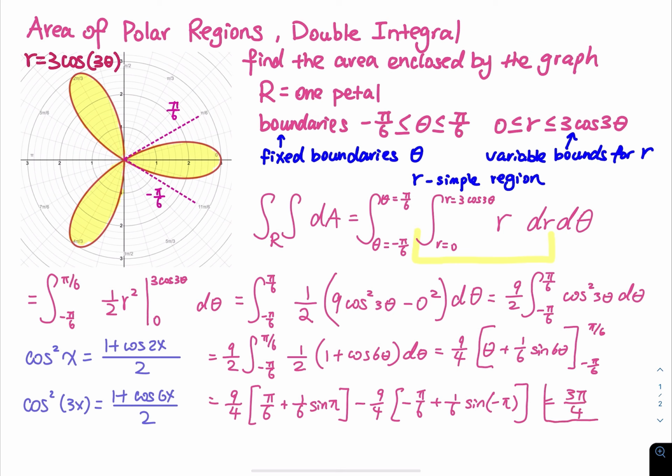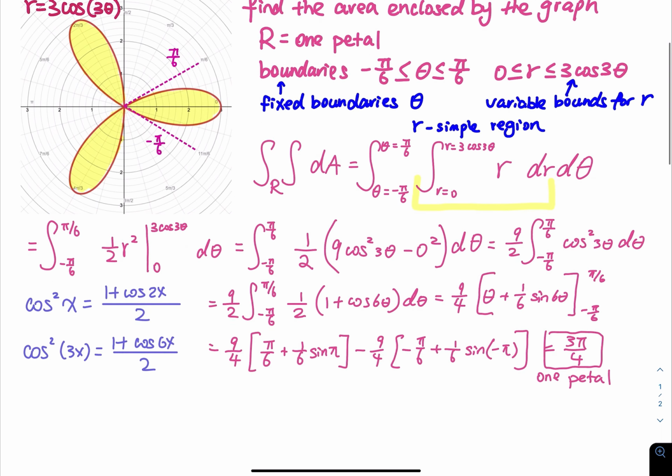I have to box that and say that this is only one petal. And how many petals do we have? We have 3 petals. So the total area is equal to 3 times 3 pi over 4, which is equal to 9 pi over 4. That is the area of all 3 petals.